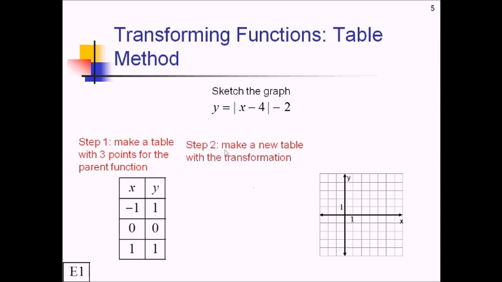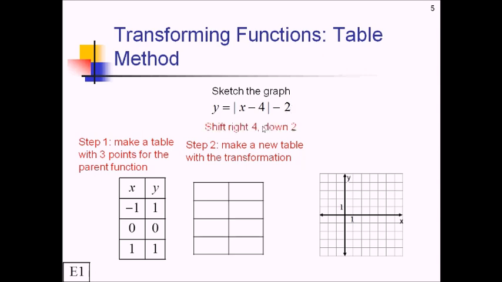Next, we're going to make a new table based off of this, except we're going to use the transformation in that new table. So I'm making a grid here for my new table, and my transformation, -4 inside here is telling us that we are shifting to the right 4. The -2 outside is telling us we're shifting down 2. Again, inside is left, right, opposite. Outside is up, down, same.